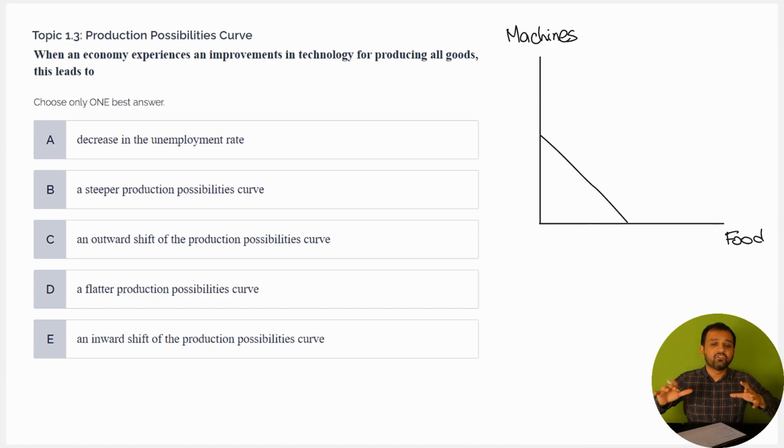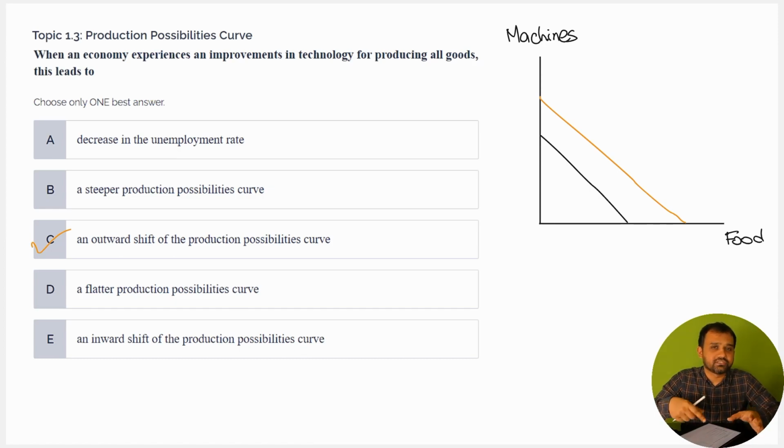So when this improvement in technology affects all goods, that means the economy can produce more of both machines and food than before. So it can be other goods as well, but machines and food are something that I'm using as representative goods that this economy is producing. But when you have an improvement in technology in producing all goods, that just means the PPF shifts outward. So therefore, the answer to this question will be C.